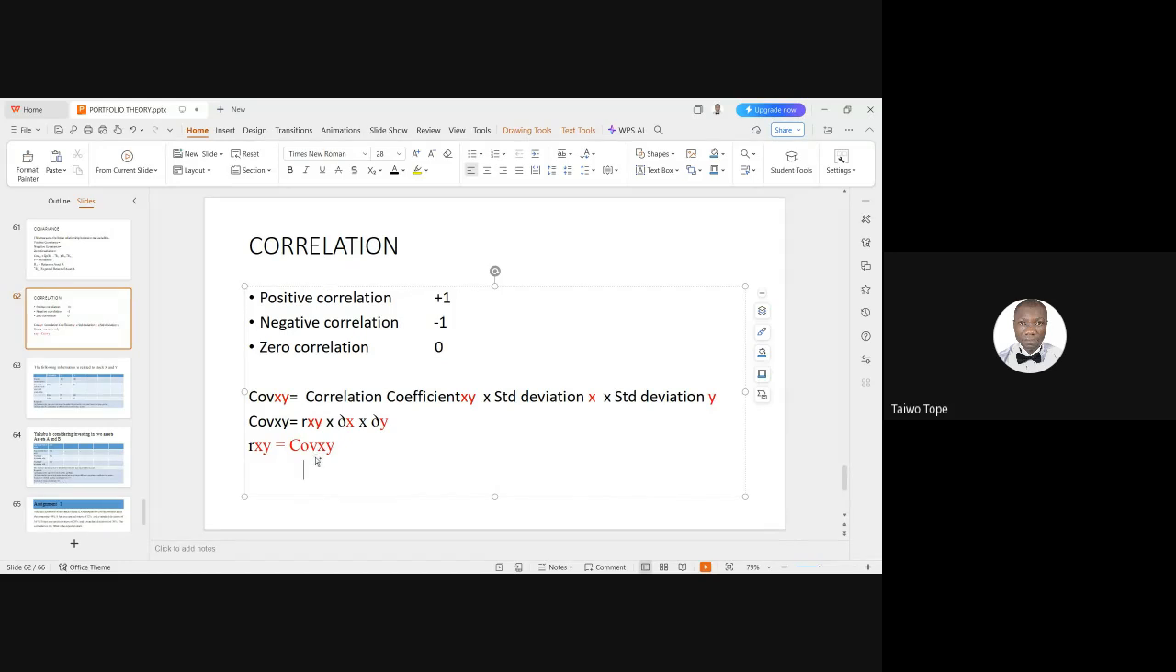Some people can say this formula is something else, so I want to present it so that you know there is not any big deal here. So your correlation coefficient can be covariance of XY divided by the standard deviation of X multiplied by the standard deviation of Y. Please, is this formula clear? Not yet, sir. Sir, it's not clear at all.